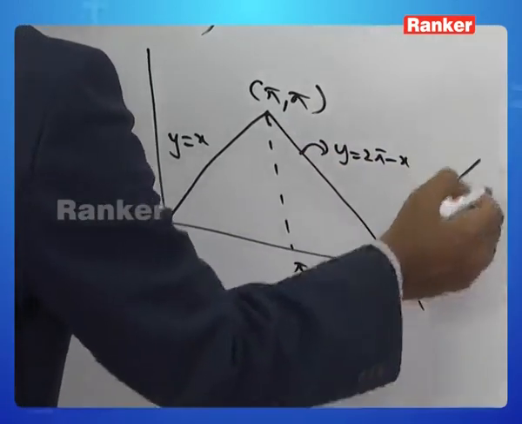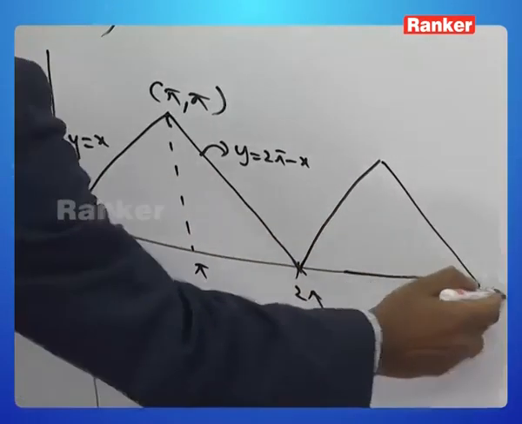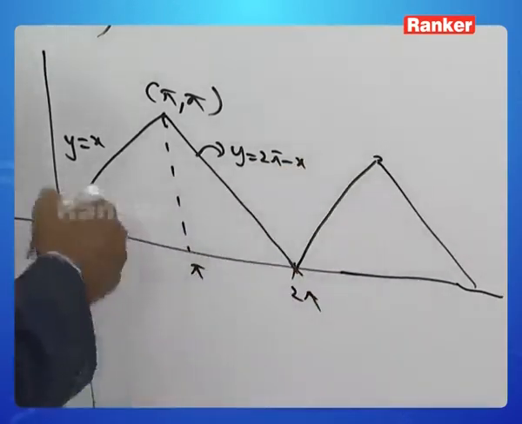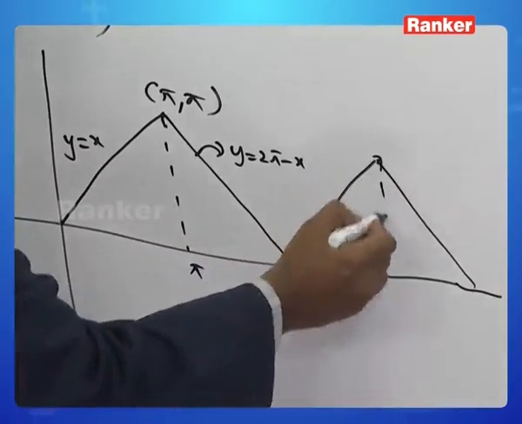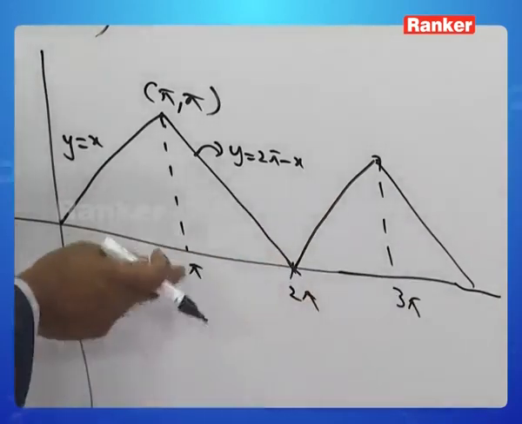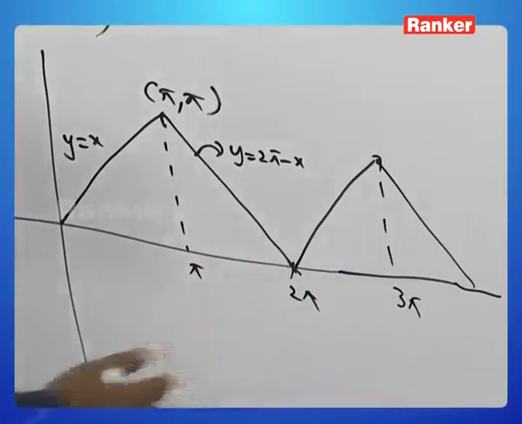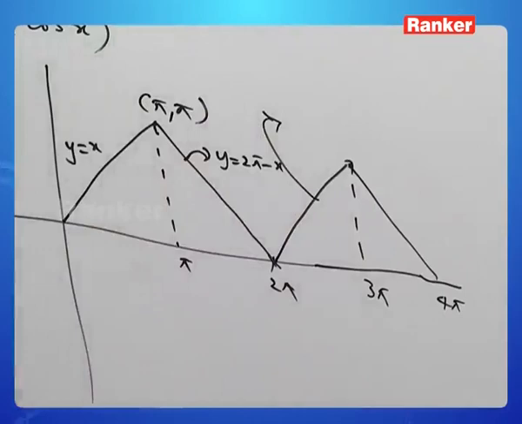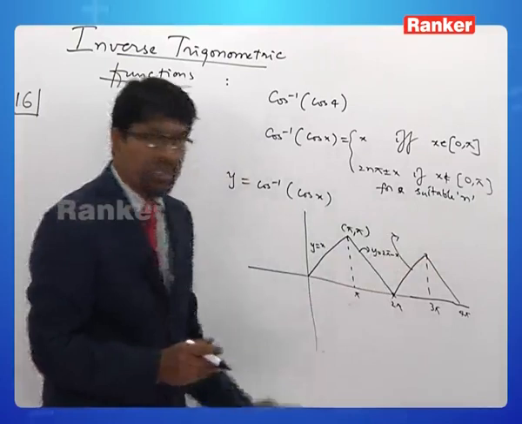And then 2 pi to 4 pi, this is copied. It is just translated because of the periodicity of this function: f of x will be same as f of x plus 2 pi. So this would be 3 pi. It has a peak at pi, this has a peak at 3 pi now, translated by 2 pi units. This is 4 pi now. Now, what will be the rule of the function here? This line y equal x has been moved by 2 pi units to this side.